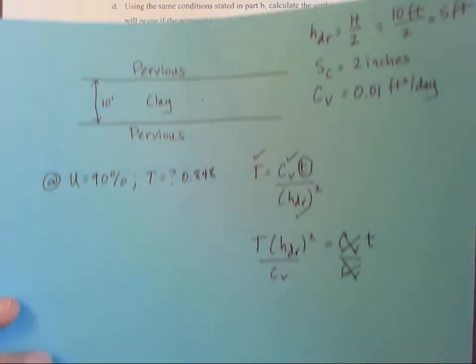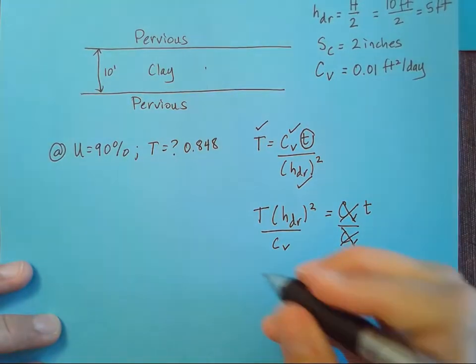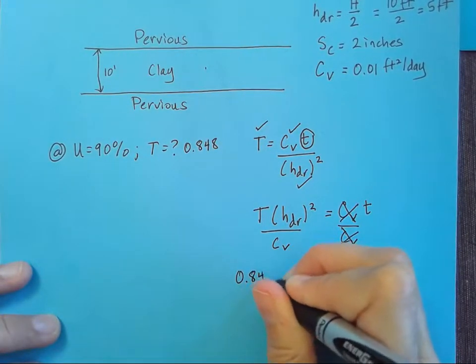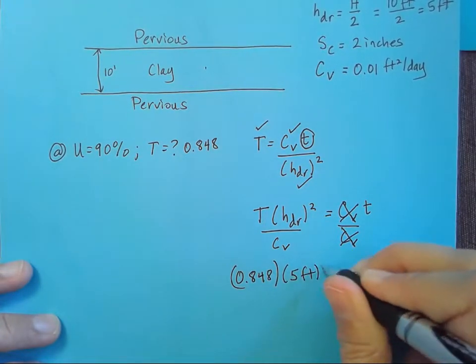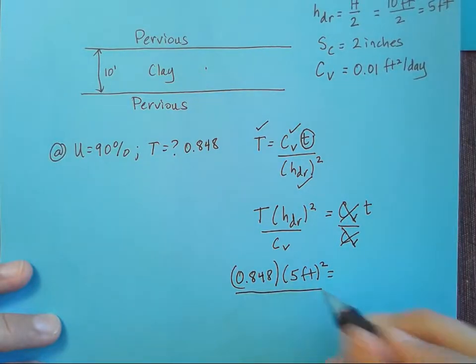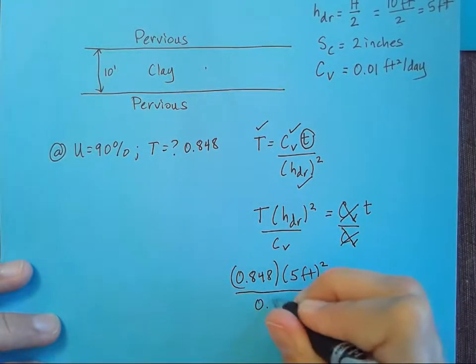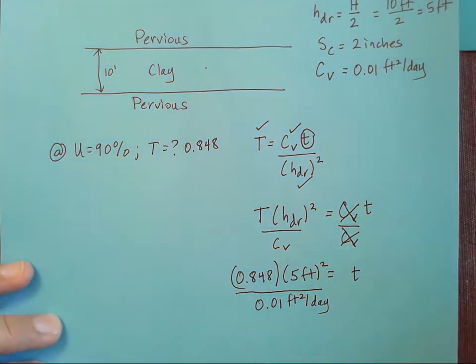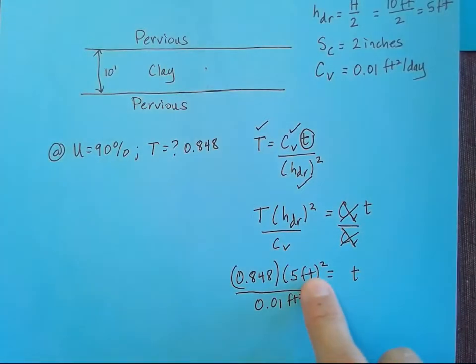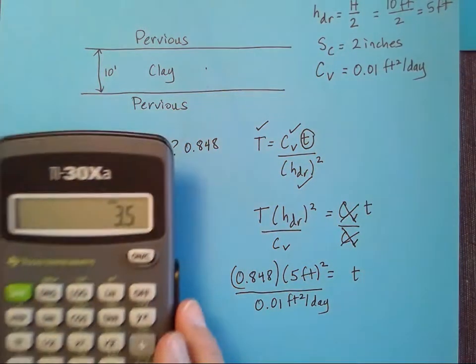So now I'm going to go ahead and plug some of those values in that I know. So I said my big T was 0.848. My HDR in this case was 5 feet, because I just needed to go half the distance. And my CV here was 0.01 feet squared per day. And that's going to equal t. So let's go ahead and put that in. I can already see my feet squared are going to cancel out here. I'm going to wind up with per day in the denominator of the denominator, which hopefully by now you're recognizing that that would just go into the numerator. So my answer is going to be in days.